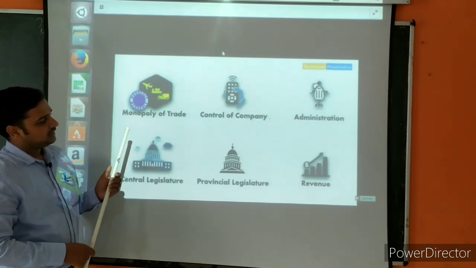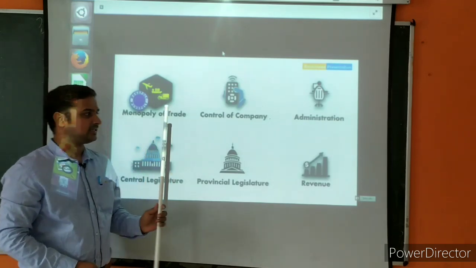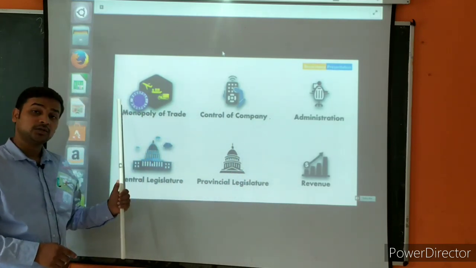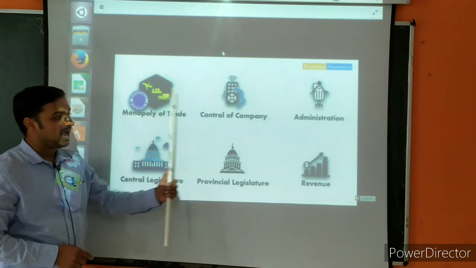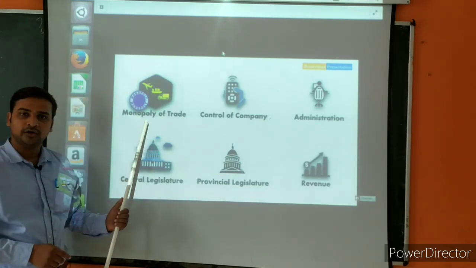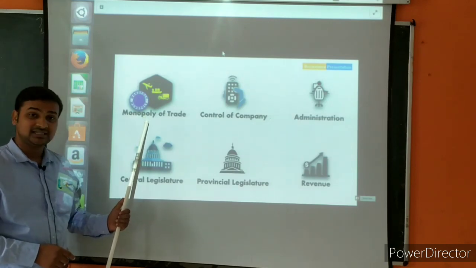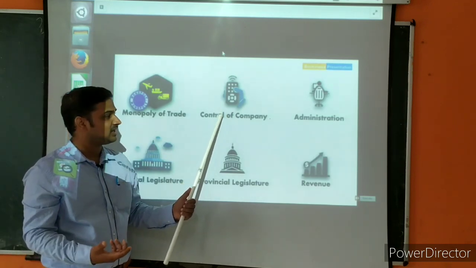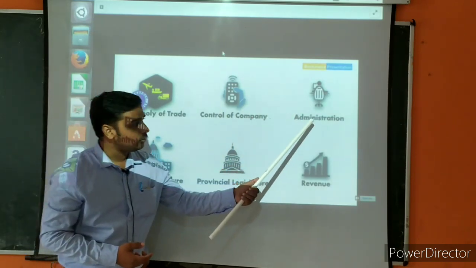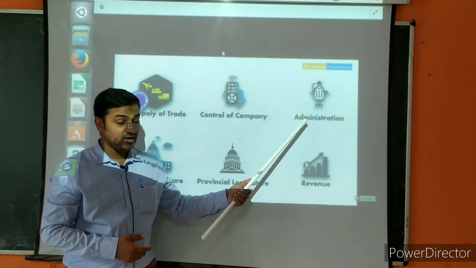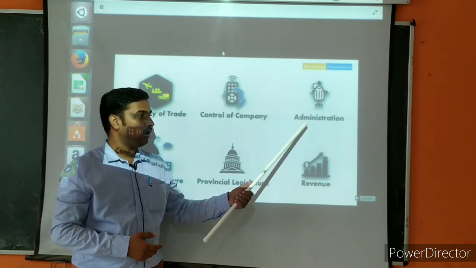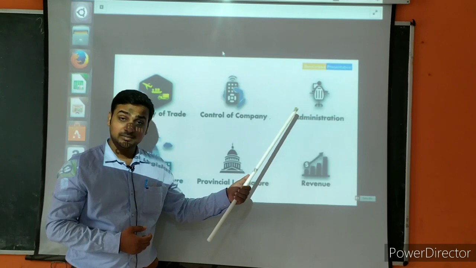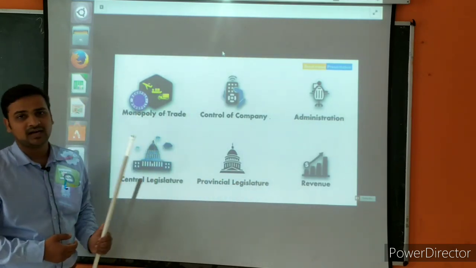So if you want to understand Pitt's India Act in a detailed way, you have to go through these circumstances. What you have to understand in this topic is as follows. Starting from monopoly of trade, this is very necessary and important as far as this topic is concerned. Second is control of the company, how the East India Company was working in India. Then how its administration was. This is very prominent in this topic because we are discussing the British administrative structure in India. So administration is very important as far as rule is concerned.